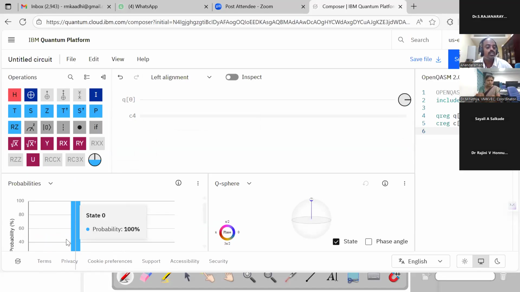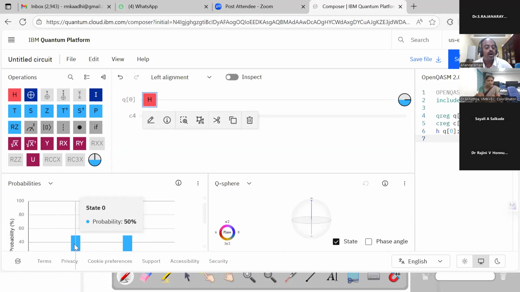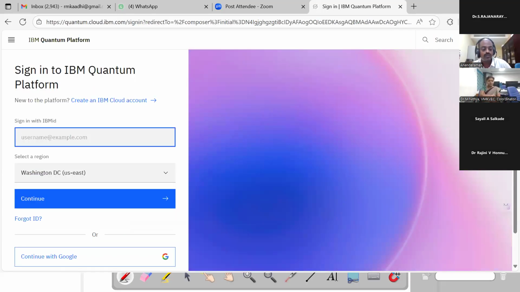Okay, so now it is in 0 state. When I apply Hadamard gate, it becomes half 0, half 1, 50% 1, 50% 0. So for example, you are creating some circuit, full adder, half adder, whatever it is. For example, this is the X. Then here setup and run is there. Here if you go, actually it will ask credentials. There actually some 7 or 8 quantum computers are available. If you choose which quantum computer you want to run, then it will run and you will get the result.